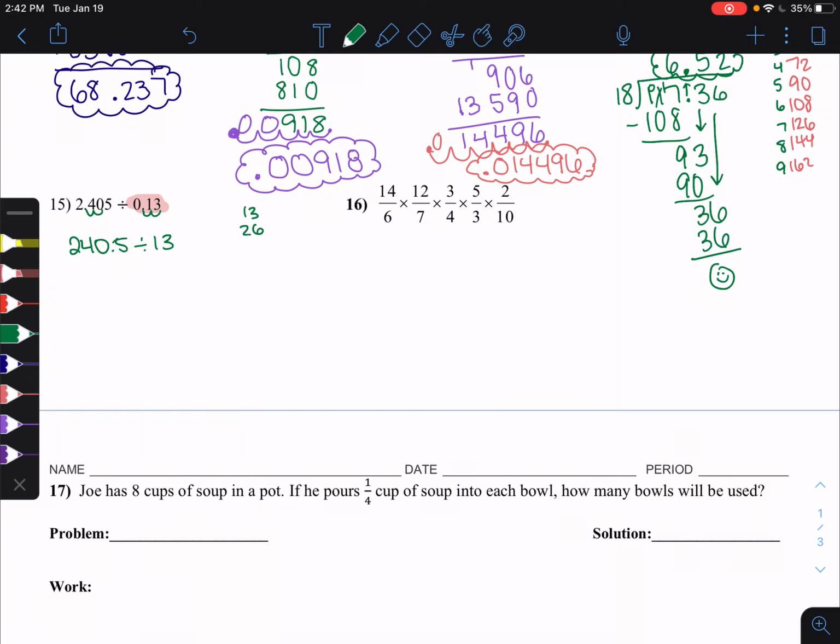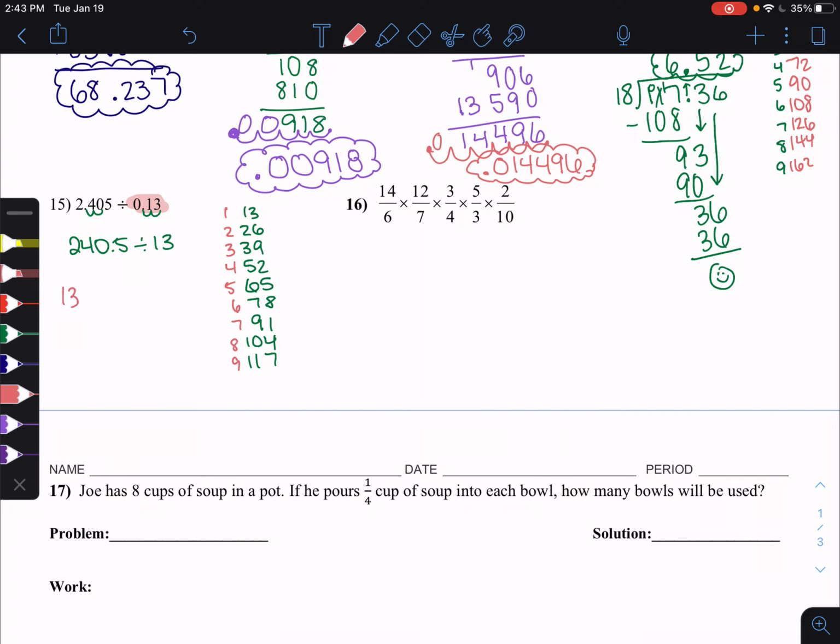So 13, 26, 39, 52, 65, 78, 91, 104, 117. That's my multiplication chart to 9. So again, 1, 2, 3, 4, 5, 6, 7, 8, 9.